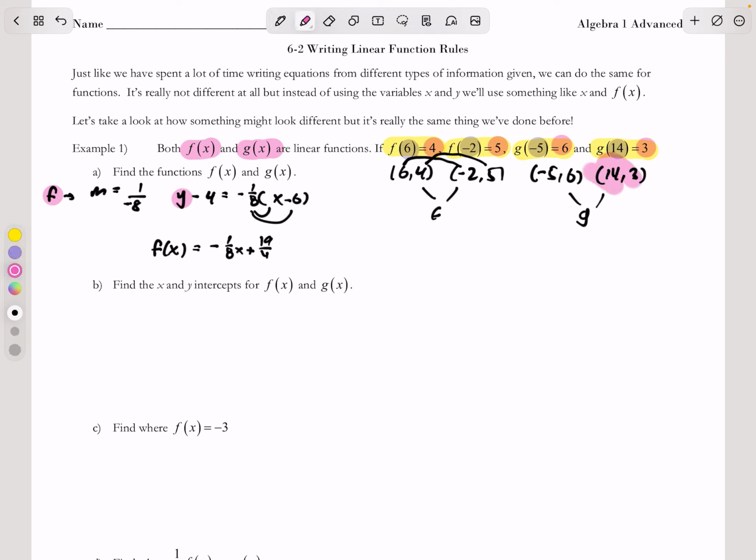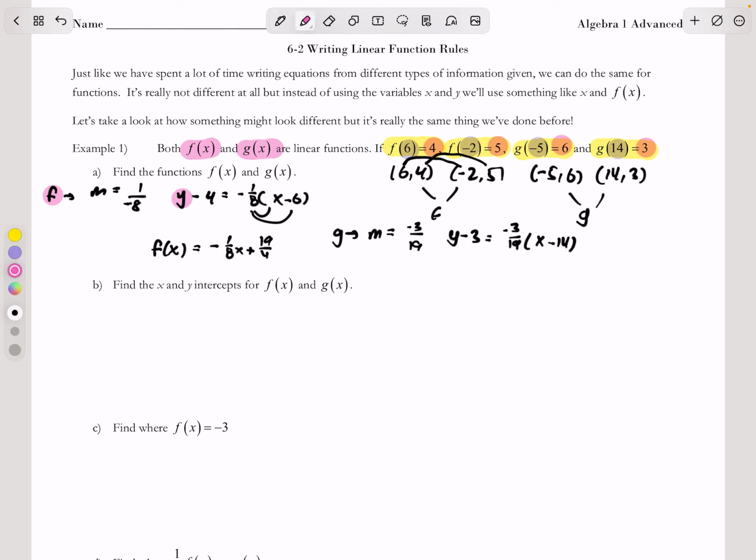G of x will do the same thing with these other 2 points over to my right. So for g, I have a slope of 3 minus 6, which is negative 3, over 14 minus negative 5, which is 19. That's negative 3/19. Kind of yuck, right? I'm actually going to use the 14 and the 3 because I just like positive numbers. You can use either point. So y minus 3 equals negative 3/19 times x minus 14.